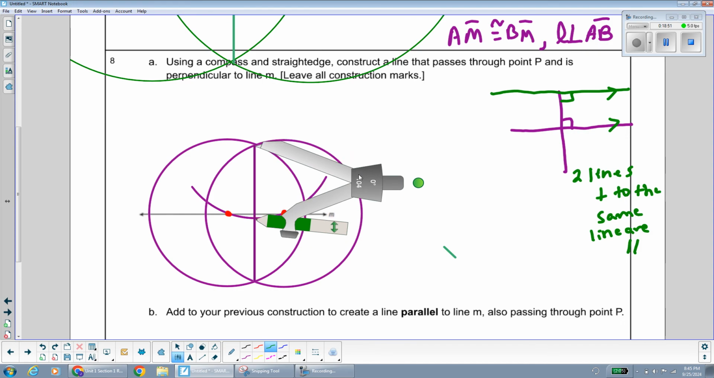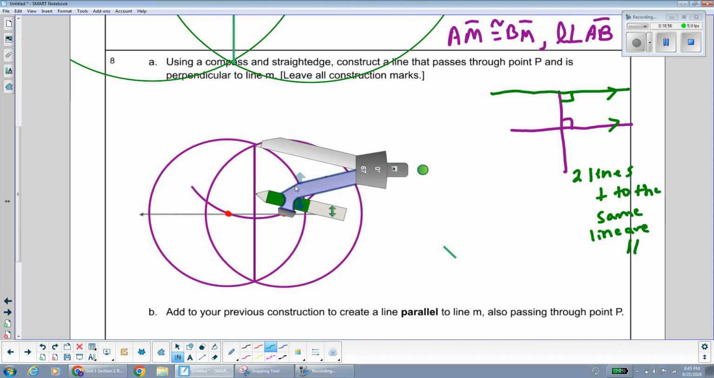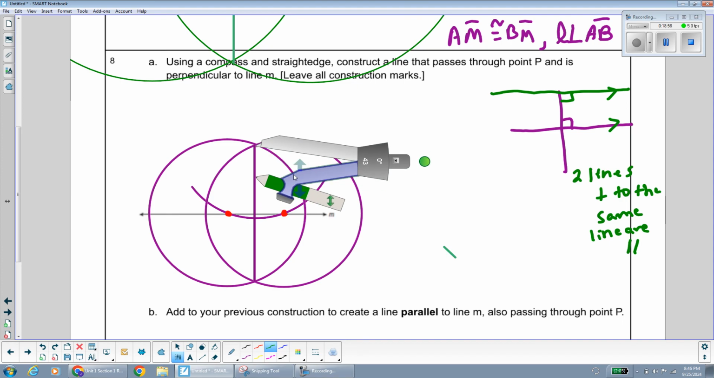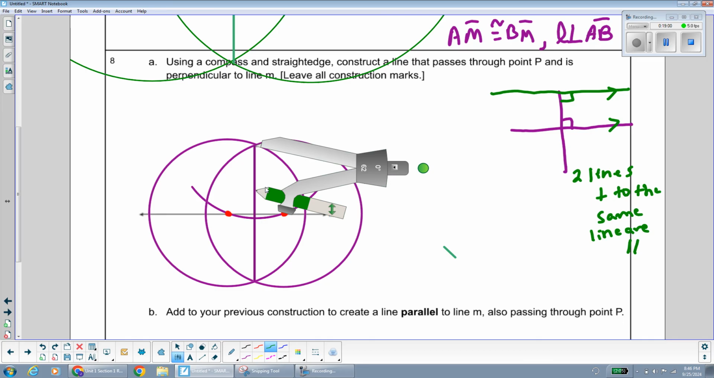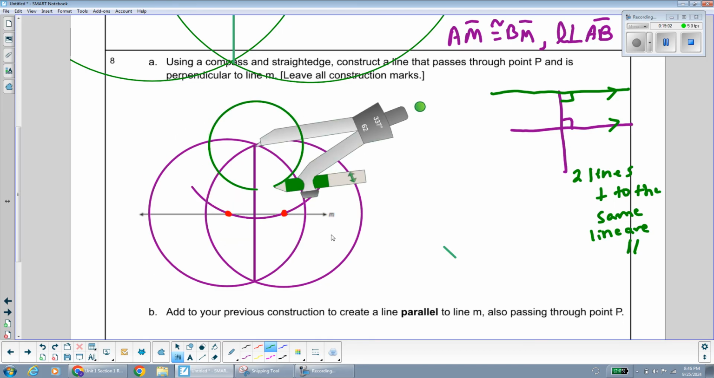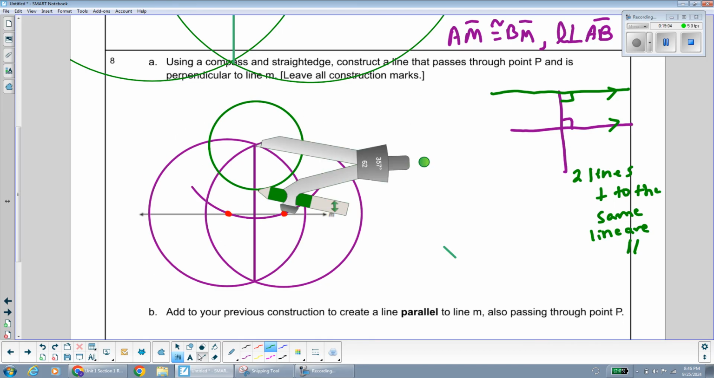I'm on point P. I'm going to do the same thing. I'm going to make another arc. It doesn't matter the size. It just needs to hit the line segment in 2 spots. And mine doesn't. So I'm just going to extend with my straight edge.